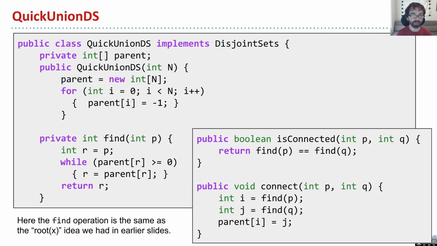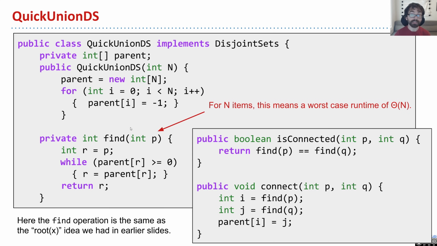So, in case you're wondering what an implementation might look like, I'm not going to talk about it in detail, but this is what quick union would roughly look like, and you may find it helpful to look at this code whenever you're working on the lab. And here I'll note that I'm using the word find to be consistent with the optional textbook for this course. It's the same thing as the root idea we had before. Find finds the root.